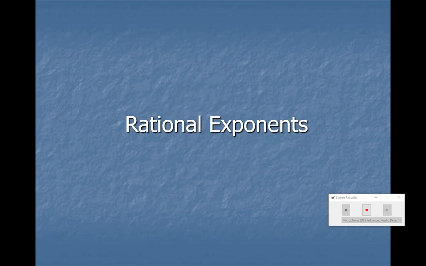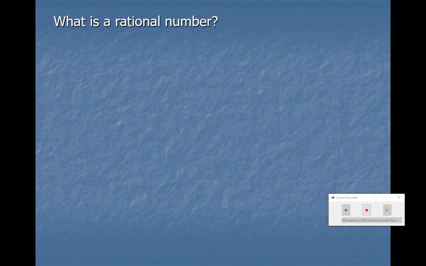Okay, but anyways, for now, first part of the lesson, let's just talk about what is a rational number and how does it apply to exponents. We'll do that after. What a great preview I did. There it is. What is a rational number?